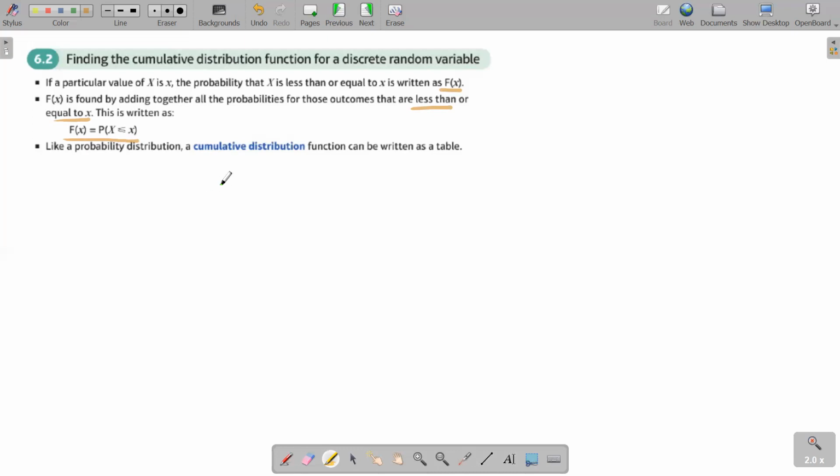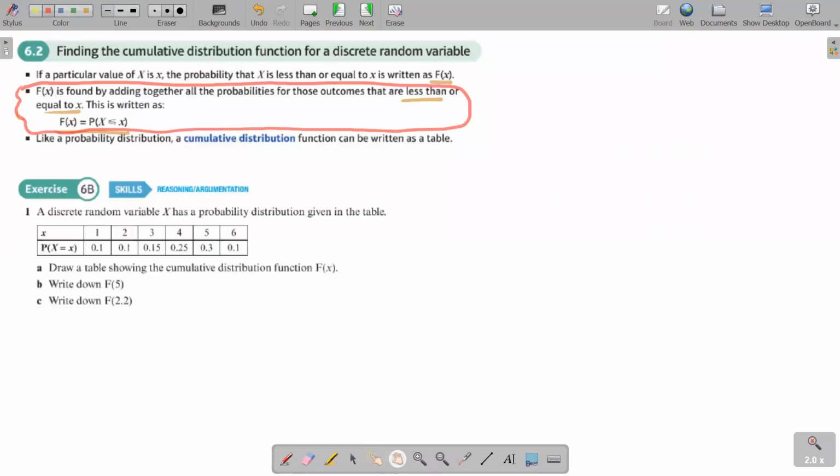Okay, so I think the best way to do this is through an example. They say that like a probability distribution, a cumulative distribution function can be written as a table. So let's see an example and let's see how to actually build this cumulative distribution function.